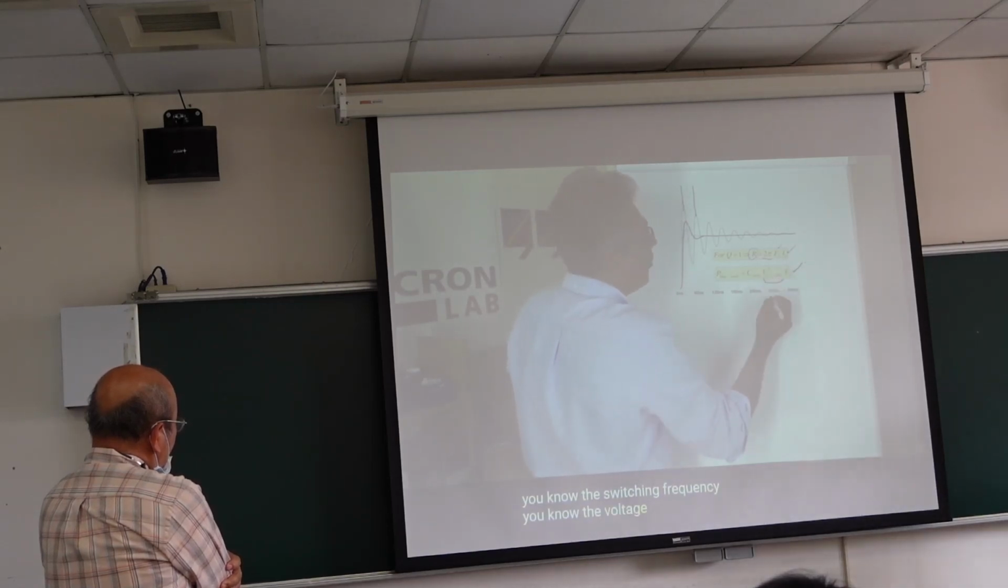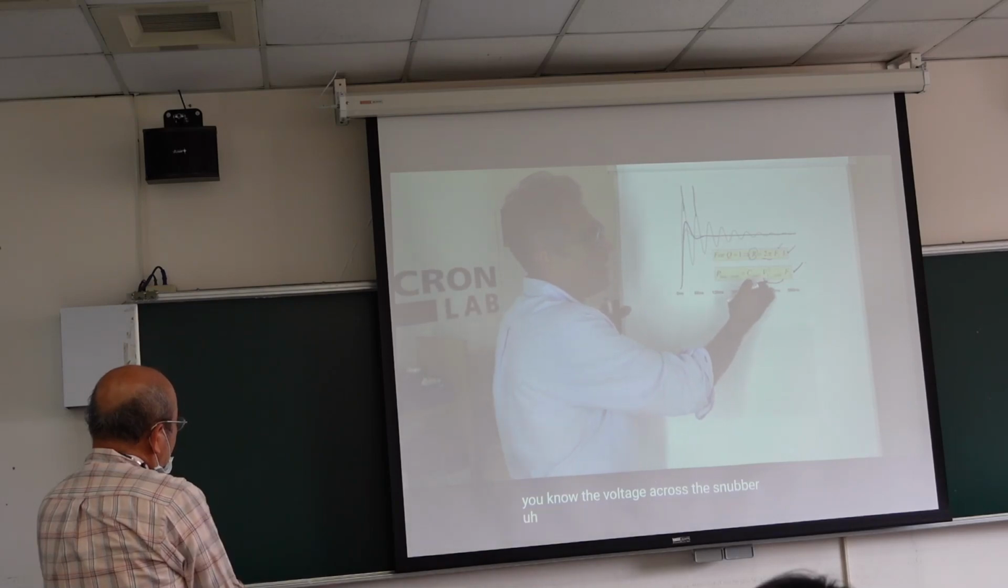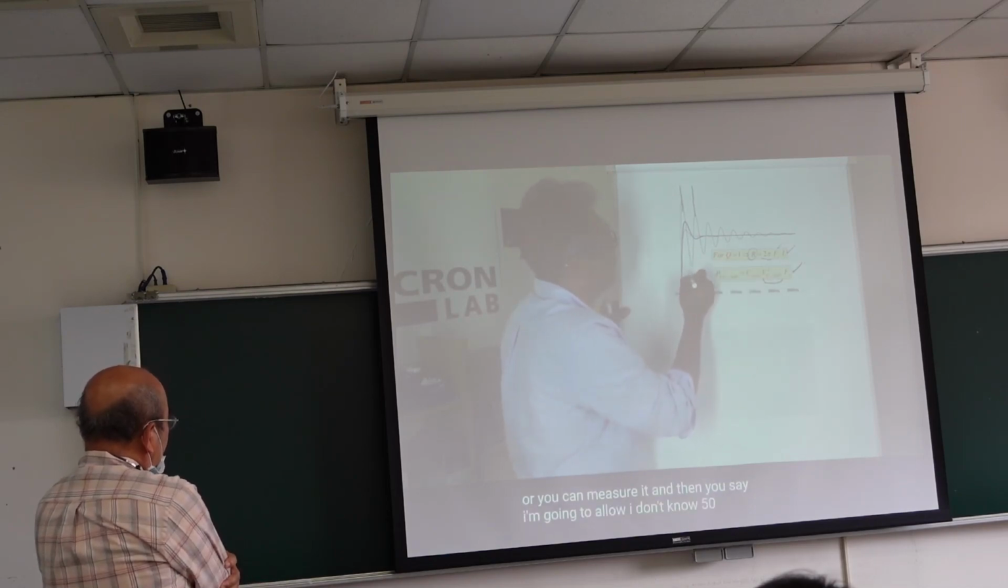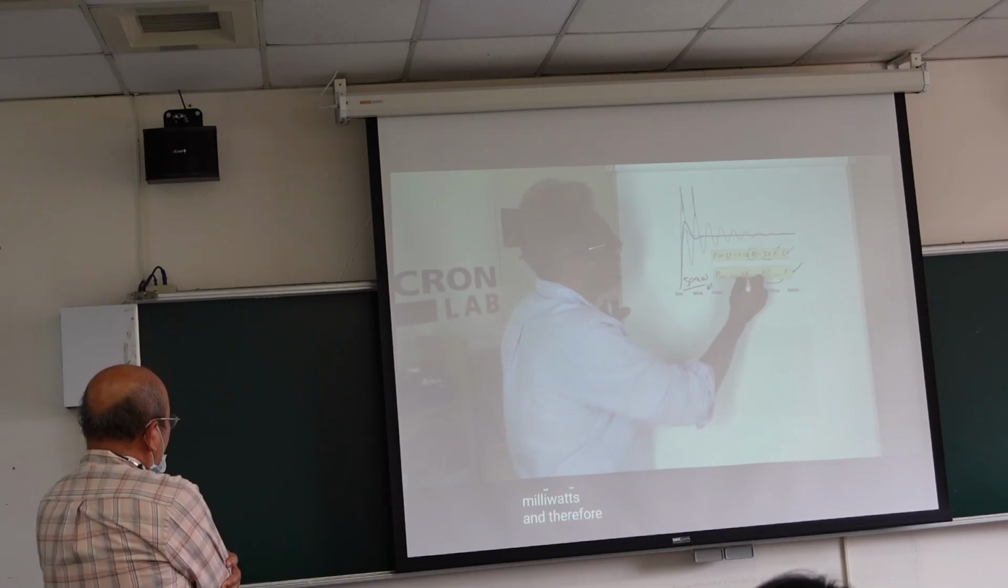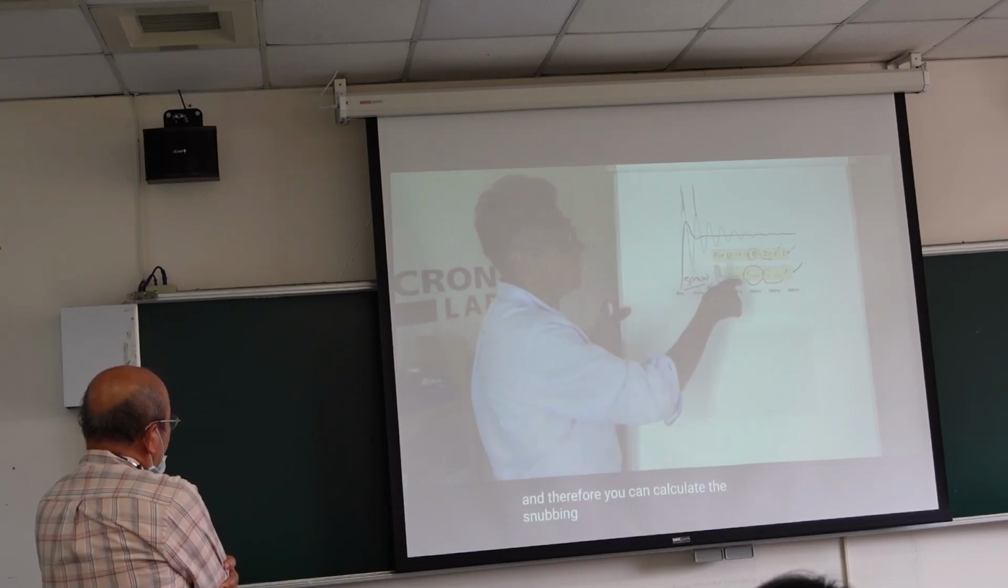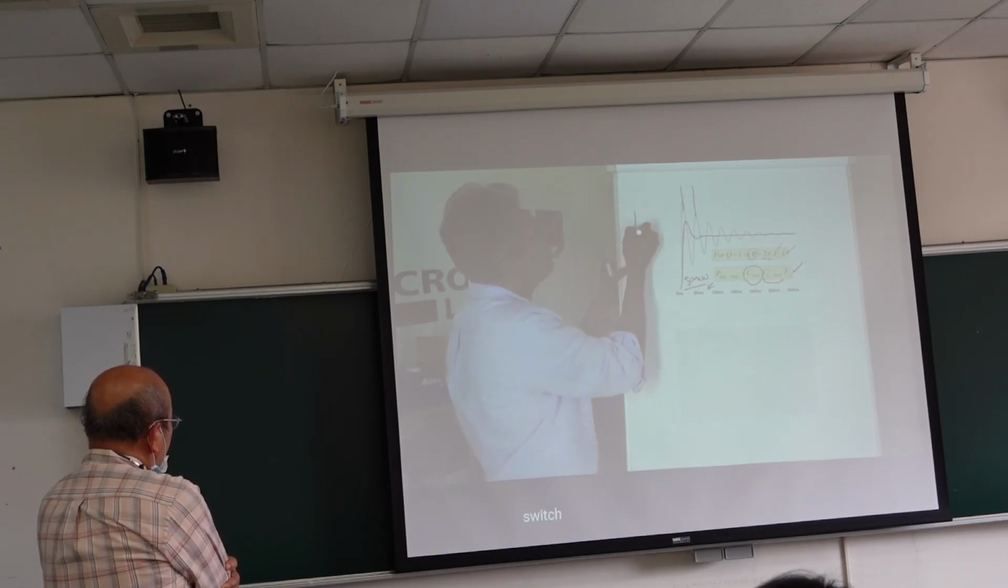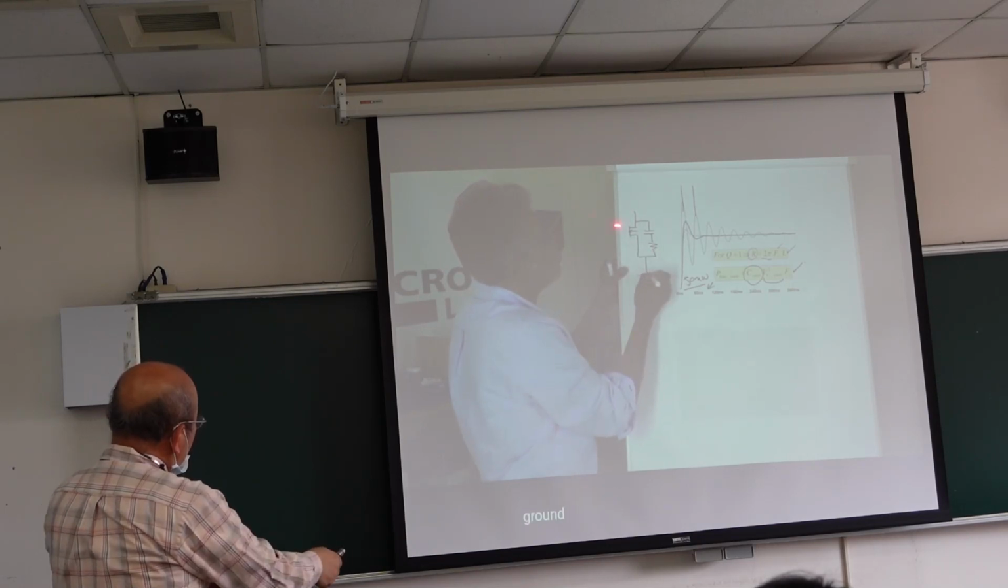And therefore, you know the switching frequency, and you know the voltage across the snubber, that is the voltage referred. We talk about that. You can measure it, and then you say, I'm going to allow, I don't know, 50 milliwatts, and therefore you can calculate the snubbing capacitor. So then you end up with your switch, your capacitor, your resistor, resistance. So this is this number.